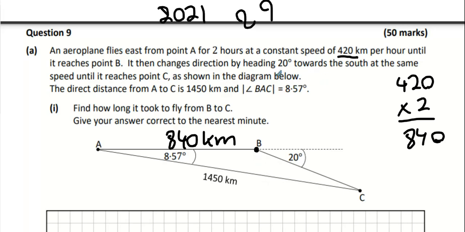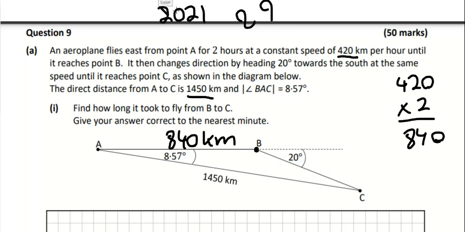It then changes direction by heading 20 degrees towards the south at the same speed until it reaches point C. As shown in the diagram below, the correct distance from A to C is 1450, and the angle BAC is 8.57. Find how long it took to fly from B to C.